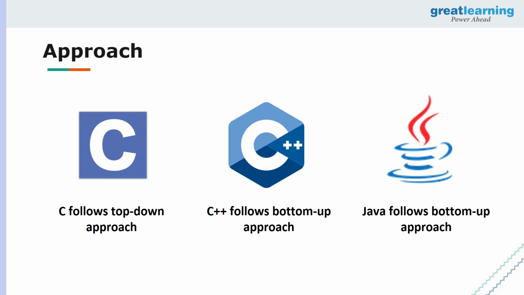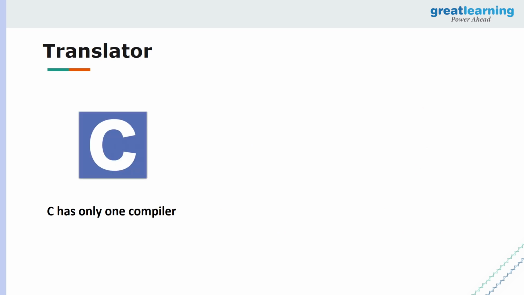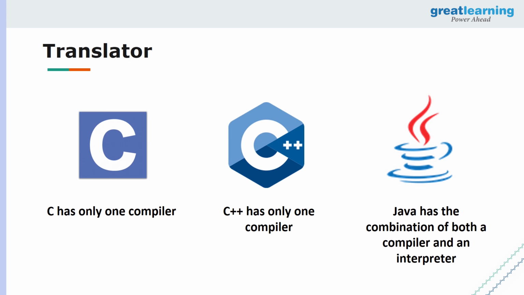Now let's see the next difference, which is the translator. C has only one compiler. The compiler converts your code into machine language, so all the code you have written is converted into machine specific language so that the machine can understand your code and process it. C has only one compiler, C++ also has only one compiler, whereas Java has a combination of both a compiler and an interpreter. This is one of the advantages of the Java programming language.